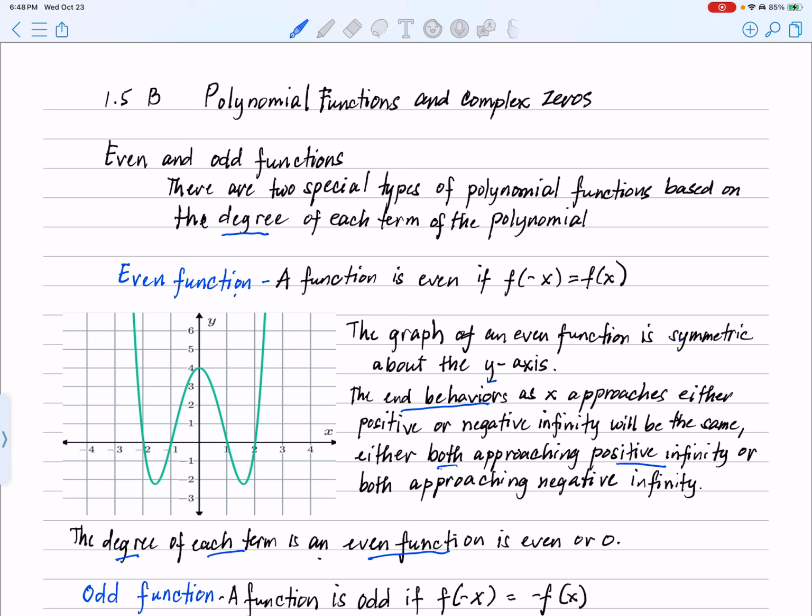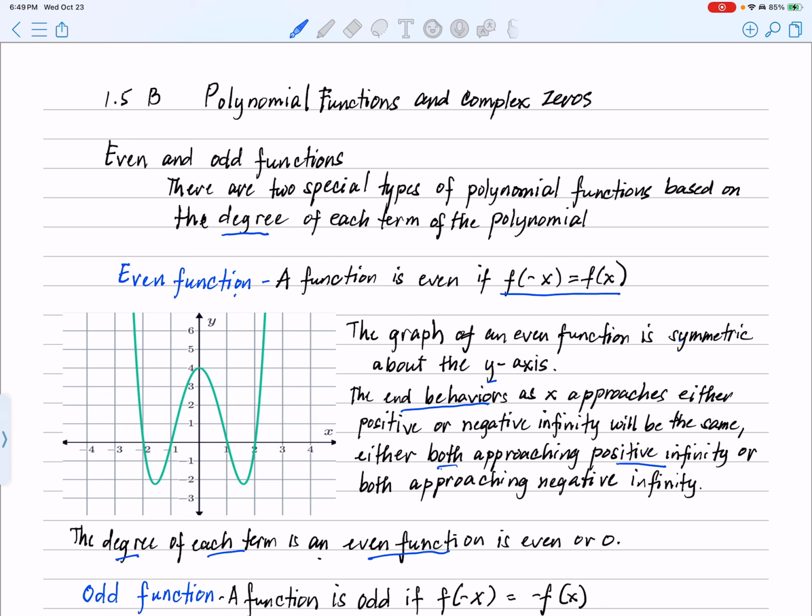There are two special types of polynomial functions based on the degree of the terms of the polynomial. When can you say that the function is even? When f of negative x is equal to f of x. Analytically, f of negative x should be equal to f of x. So when we substitute a negative x into the function and simplify, the result should be the same as the original function. We're going to see that later on.